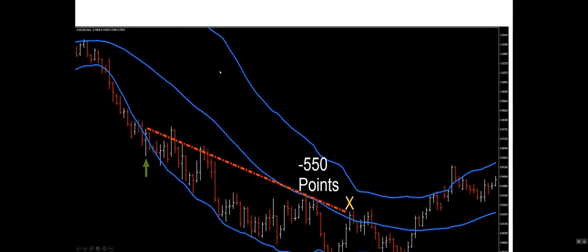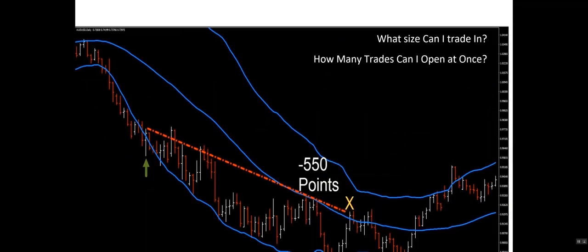Alright, so some things to consider with the techniques that we're going to use. What size can we trade in? How many trades can I open at once? I don't know if you only open one trade at once or if you have multiple trades open, but we need to know up front how many trades we can have open based on the size of the trade and the type of system that we're running. And I put this in there: how wrong can I be before it hurts? This is going to be different for everybody.